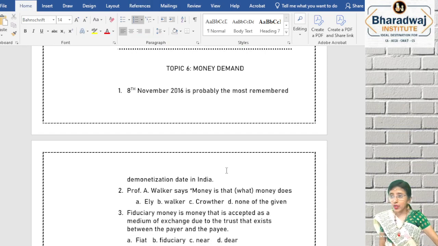Yes. 8th November 2016. Very important question, my dear students. And most of the institutes' papers are also saying that the demonetization date is very important for economics. So 8th November 2016. Anybody wrote it correctly? You mean date, month and year?